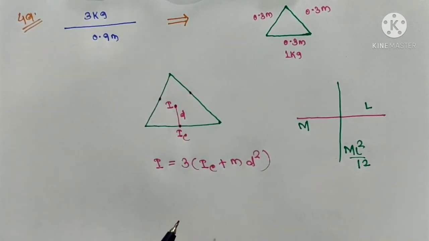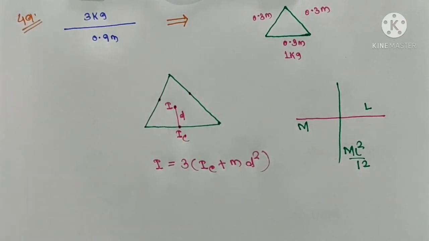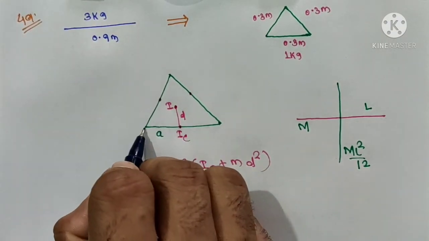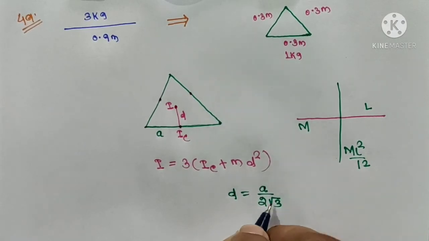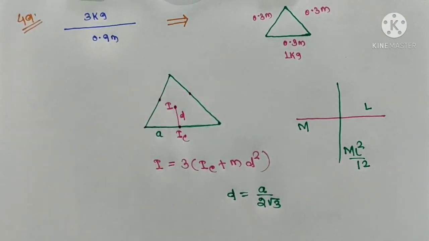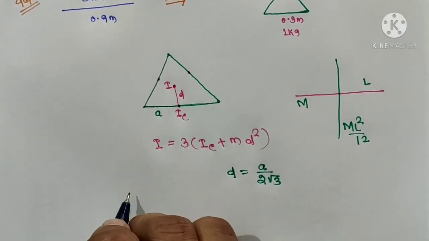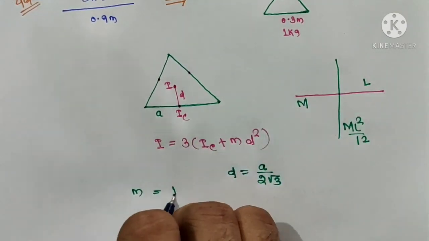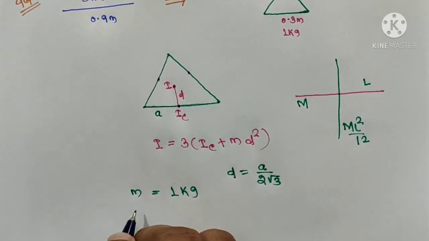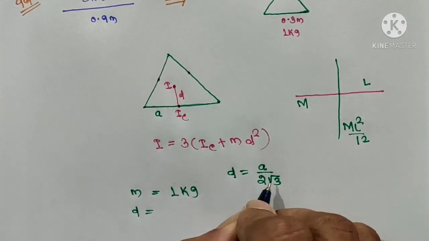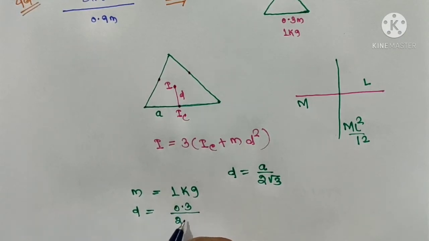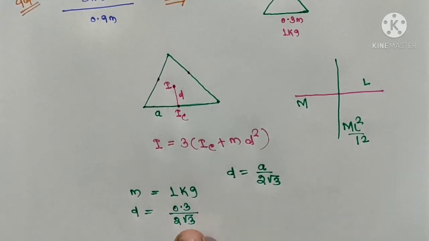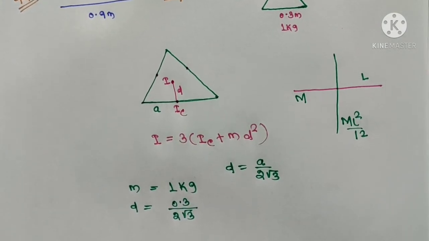And for an equilateral triangle, we know that if this total side is a, then d will be given as a by 2 root 3. You can calculate it as it is in a 2:1 ratio. Now m equals 1 kg, distance d equals a by 2 root 3, and a is 0.3, so it is 0.3 by 2 root 3. Now use all the values in this formula.